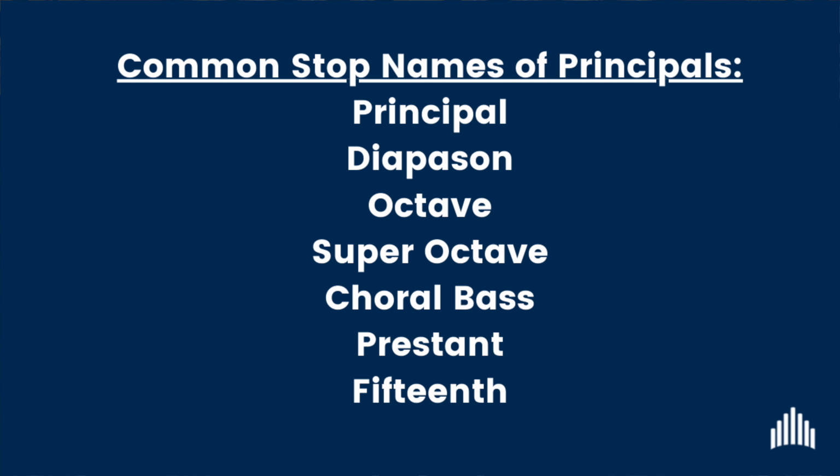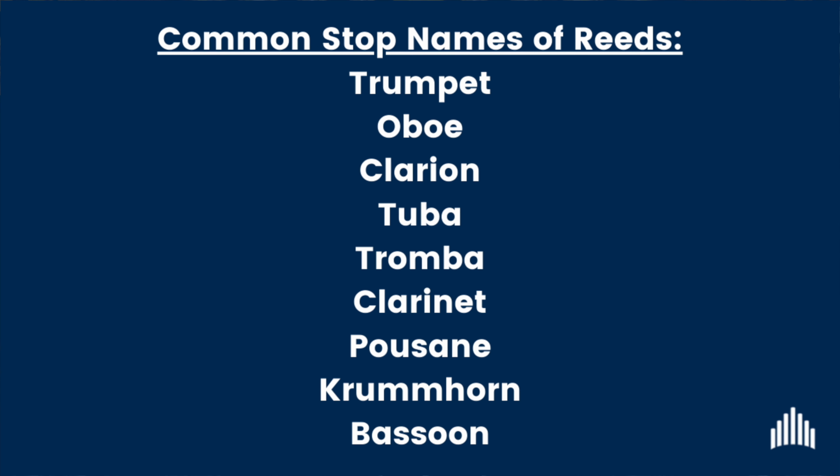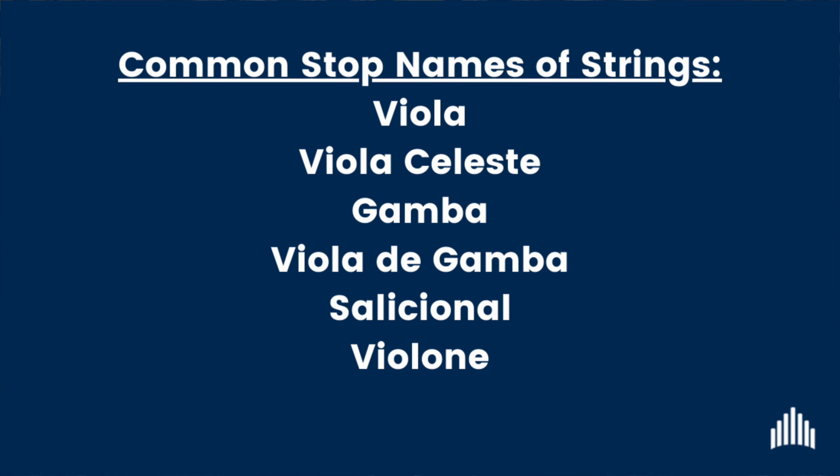Flutes are just what they sound like. They mimic flutes. You will see the names flute, bourdon, gedeckt, and nocturne most commonly. Reeds include both reed and brass instruments that you may be familiar with. You might find an oboe, bassoon, clarinet, trumpet, or crumhorn on your organ. Strings imitate violins, violas, and cellos. String stops are commonly named viola, gamba, viola da gamba, and salicional. You can find a more detailed list of common stop names in the description box.